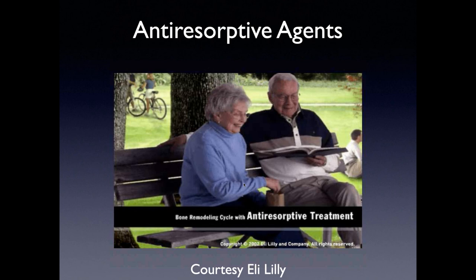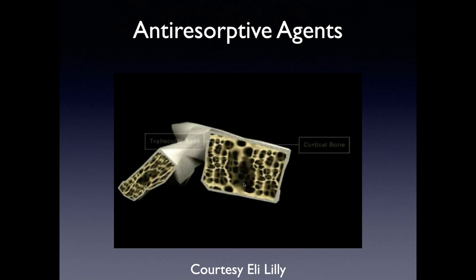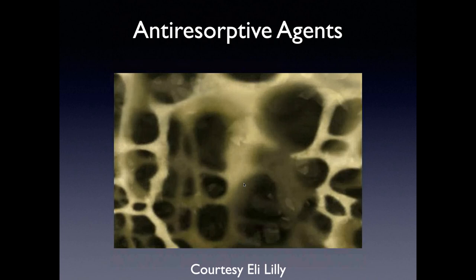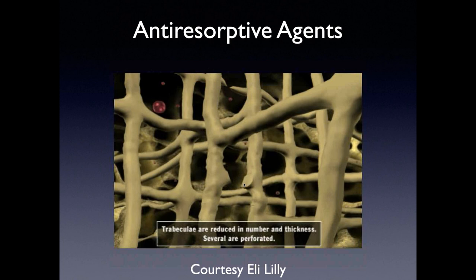In the vertebral body, the cortical bone is thinner than normal, and there is clear deterioration in the structure of trabecular bone. The trabeculae are reduced in number and thickness, and several are perforated.